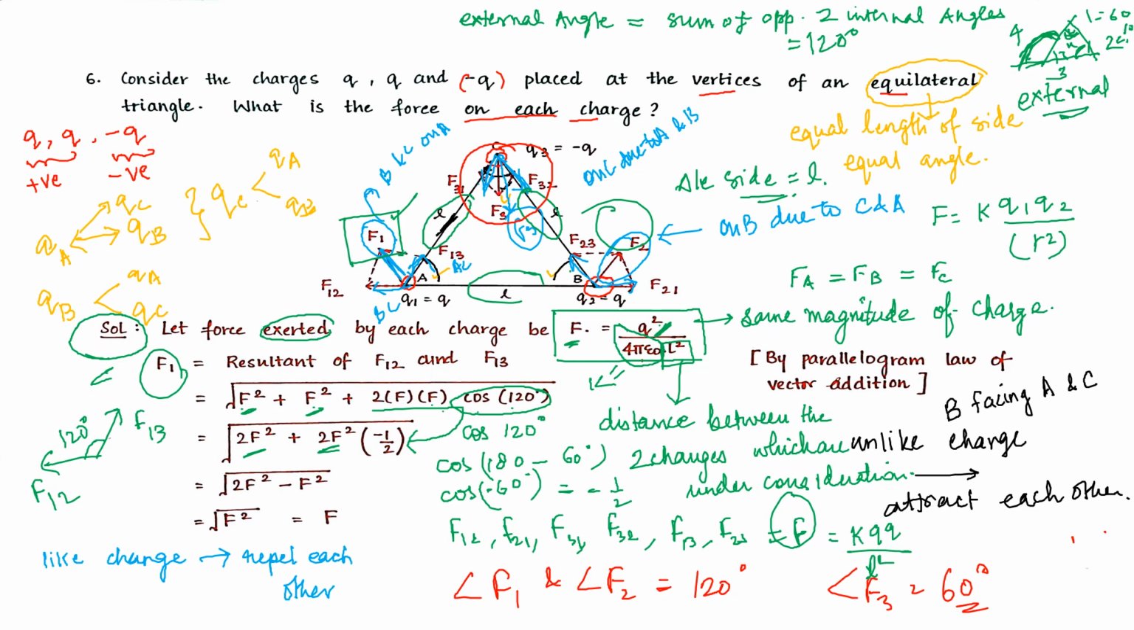So this turned into the numeral value of minus 1 by 2. The 2 and 2 will cancel out, and it will become minus F square. So 2 times F square minus 1 time F square, how much is left? Only F square is left, which is under the root. When we remove the root, we are left with F. So F1 equals F. We have found the magnitude of F1, the resultant force on A. Okay, now moving on to the next slide.